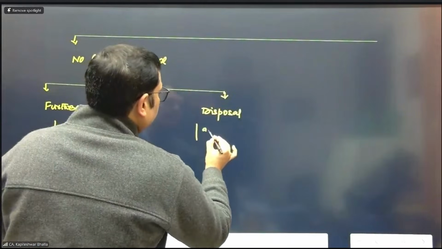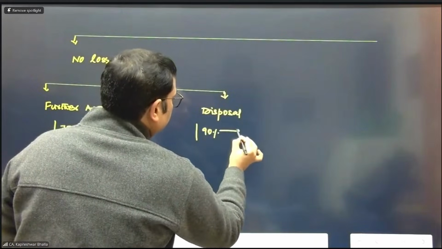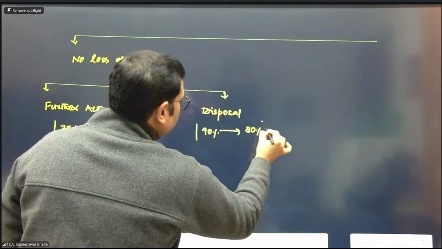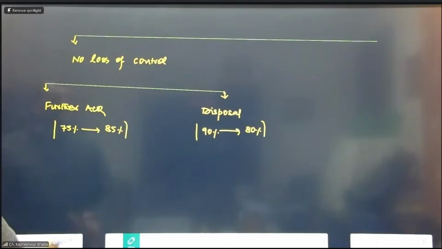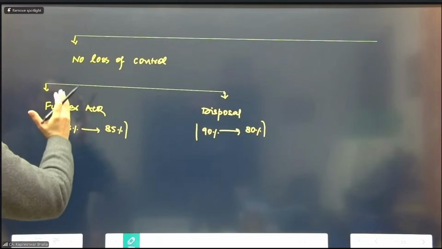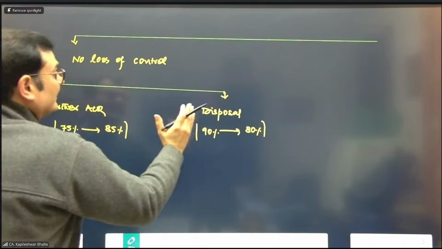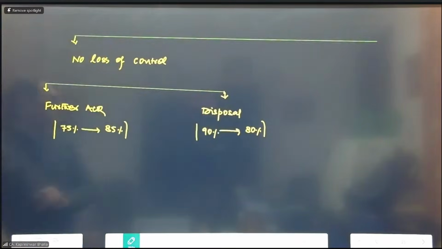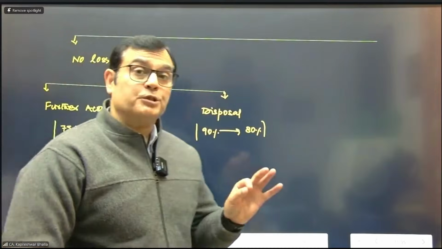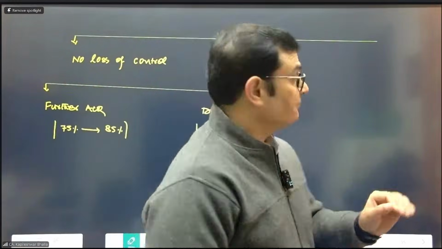Disposal would be something like this. You had a 90% stake, you sold a 10% stake, so you're still in control. So whether it's a further acquisition, the control is still there, and whether it is a disposal, the control is still there. So these are the two combinations when there is no loss of control.